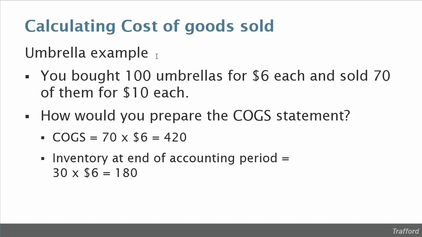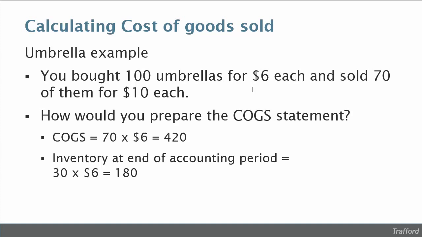So let's assume that you are an umbrella salesperson. You bought 100 umbrellas for $6 each, and we can say this was during a particular month. So you had no umbrellas on hand at the beginning of the month. You bought 100 of them for $6 each, and during the month you sold 70 of them for $10 each. So being a smart business person, you sold them for more than what you paid for them. So you're making a $4 profit on each one of those umbrellas. How would you prepare a cost of goods sold statement with these facts?